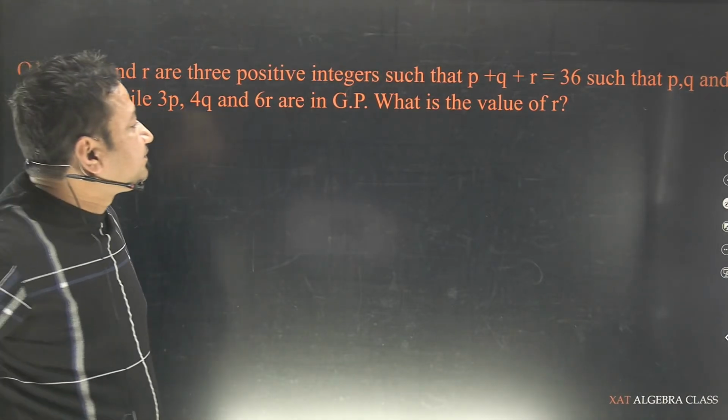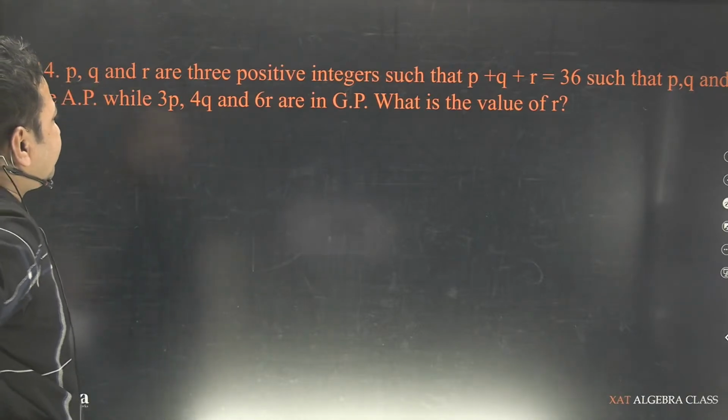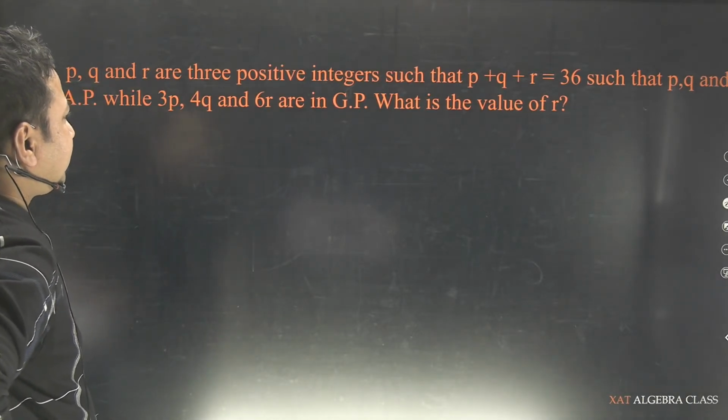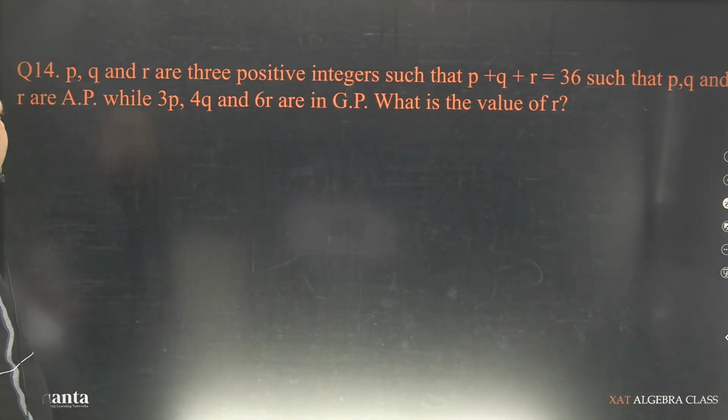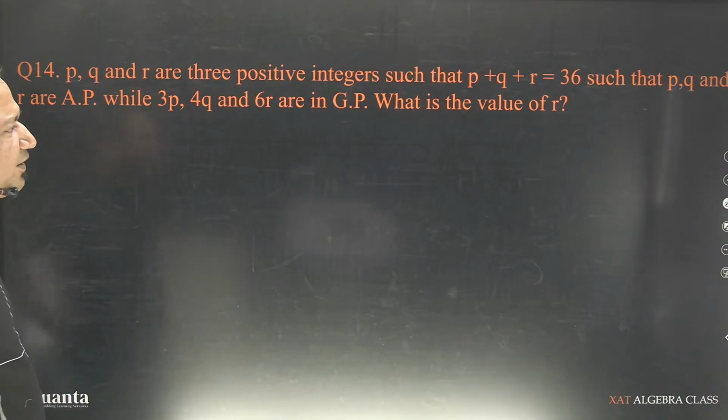All right. P, Q, and R are three positive integers such that P plus Q plus R is 36, such that P, Q, and R are in AP, while 3P, 4Q, and 6R are in GP. What's the value of R?